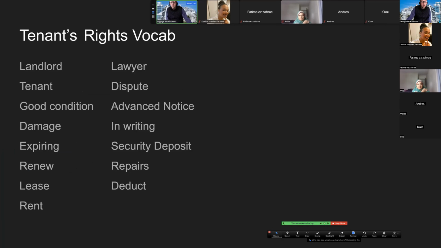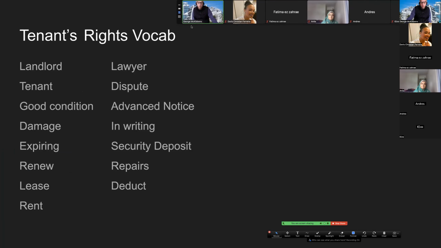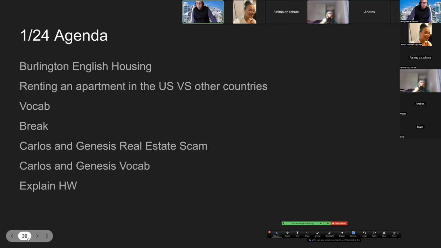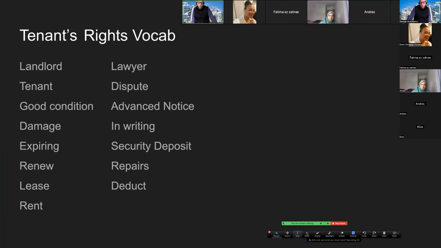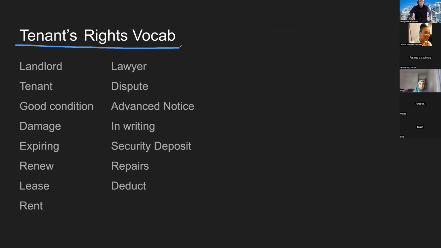So here is some vocabulary and a concept called tenants' rights. I'm going to begin by asking everybody, what are tenants' rights? So you need to know what is a tenant and what are rights. Tenant is this vocabulary right there. Who could tell me what is a tenant?